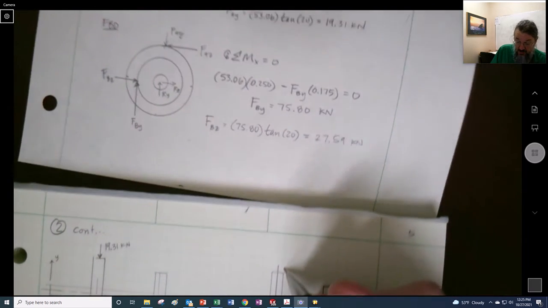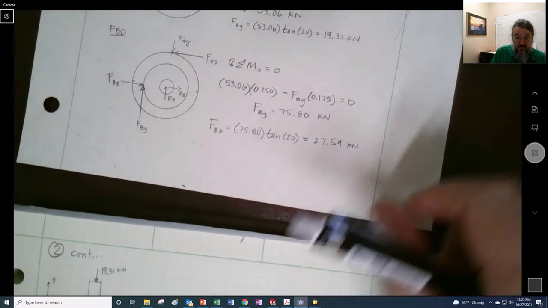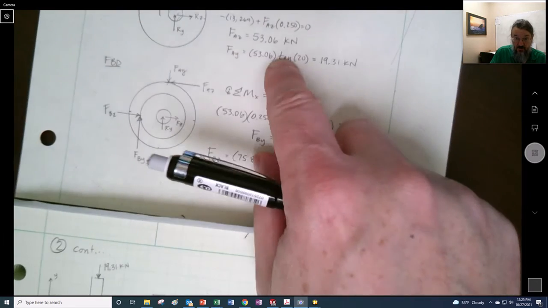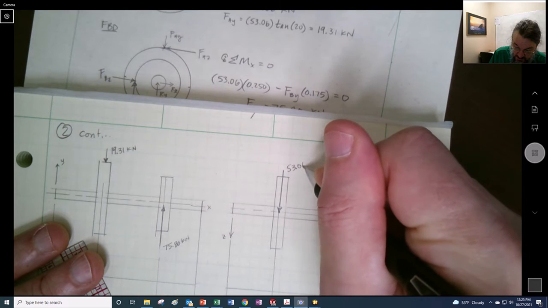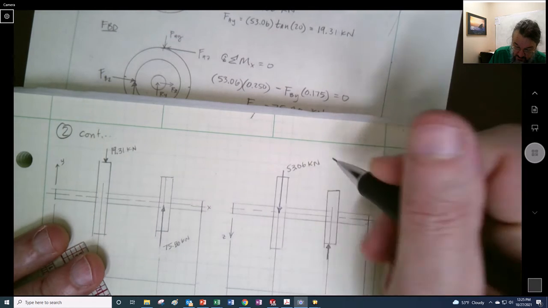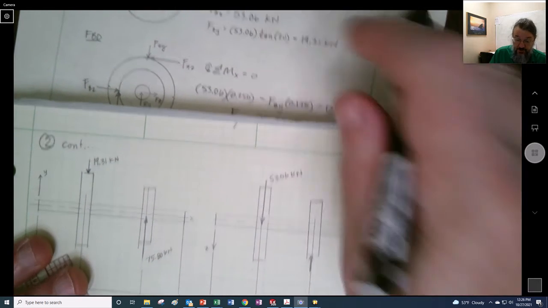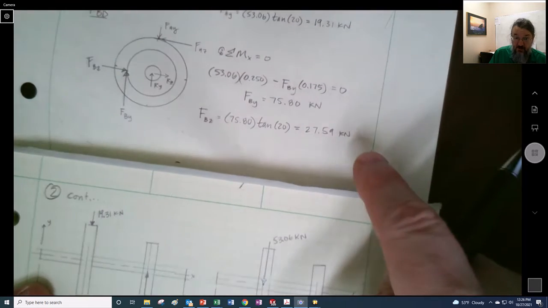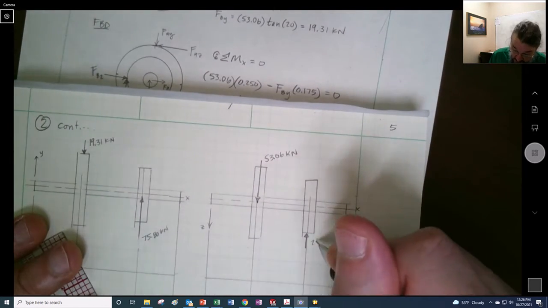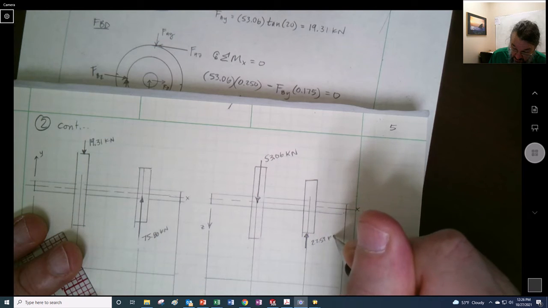Let's see. This guy is going to be our z direction up here. So that's going to be our 53.06 kilonewtons. And this one here is going to be our 27.59. I'm pretty sure BZ. 27.59 kilonewtons.